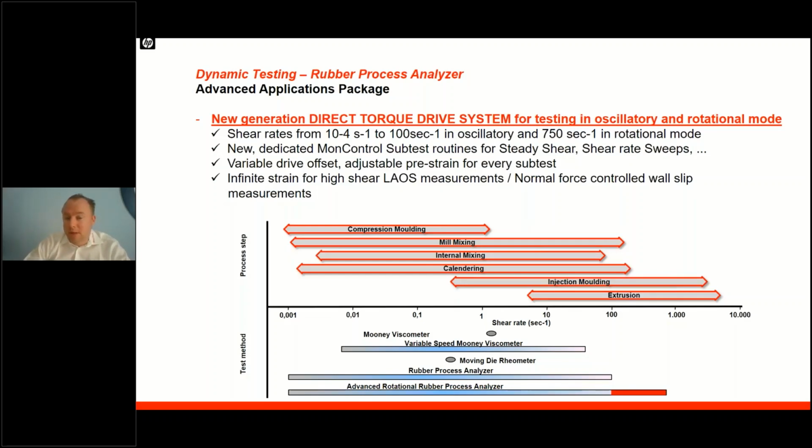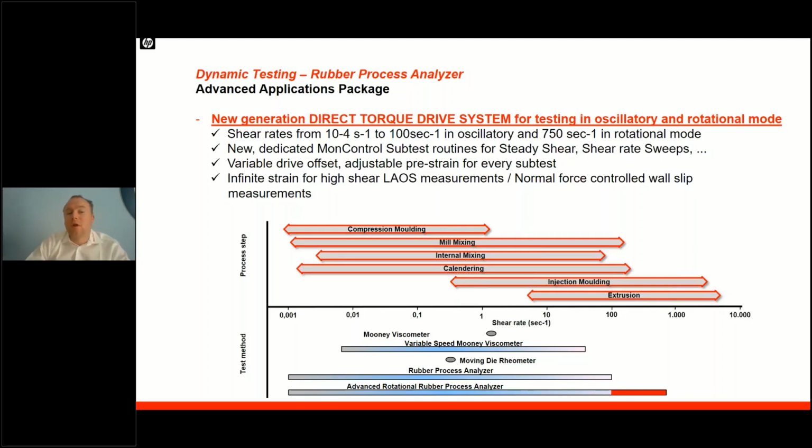This adds the capability to classify and simulate successfully also high shear processes, once again, such as milling, calendering, injection molding, and extrusion. Large amplitude oscillatory shear has now been around for several years, but this is the next step, expanding the capabilities of RPA systems.